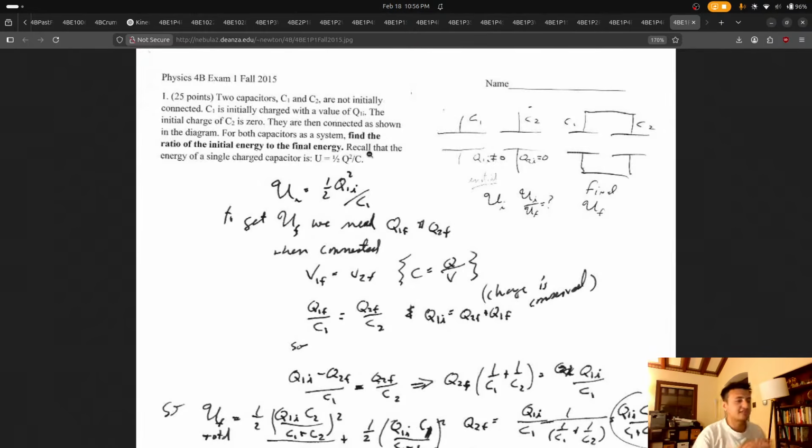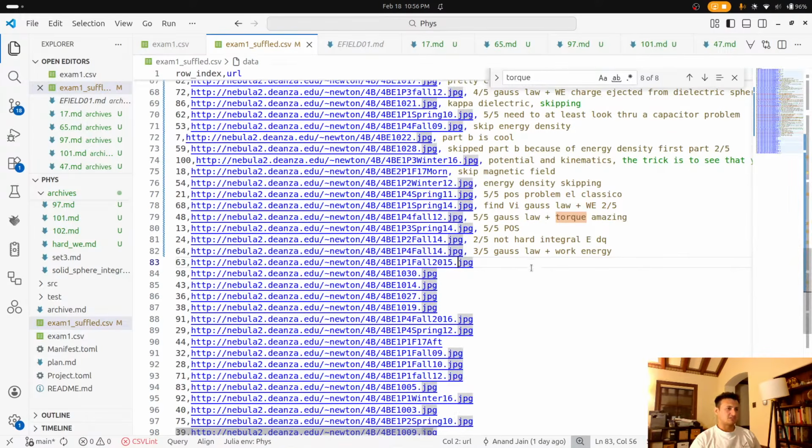I'm gonna bank on the fact that as long as I remember that capacitance is the charge on something over the voltage, the potential, that's as far as I'm gonna go with the capacitor stuff.